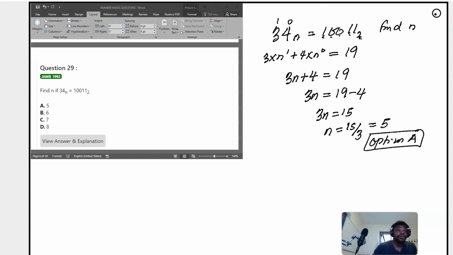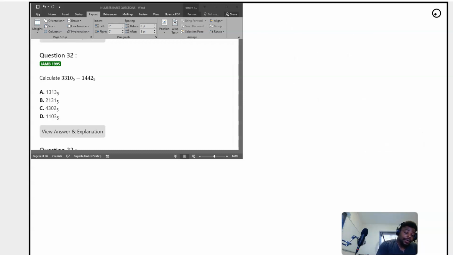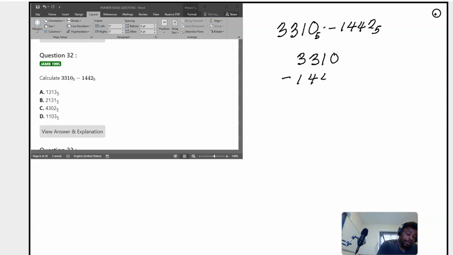Good. Now, next question. Calculate 3310 in base 5 minus 1442 in base 5. So this is just subtraction. So let's subtract this. Remember, whenever you borrow, you borrow the base. So if I borrow 1 from here, this is 0 now. The one I borrow is 5. 5 minus 2, that is 3.